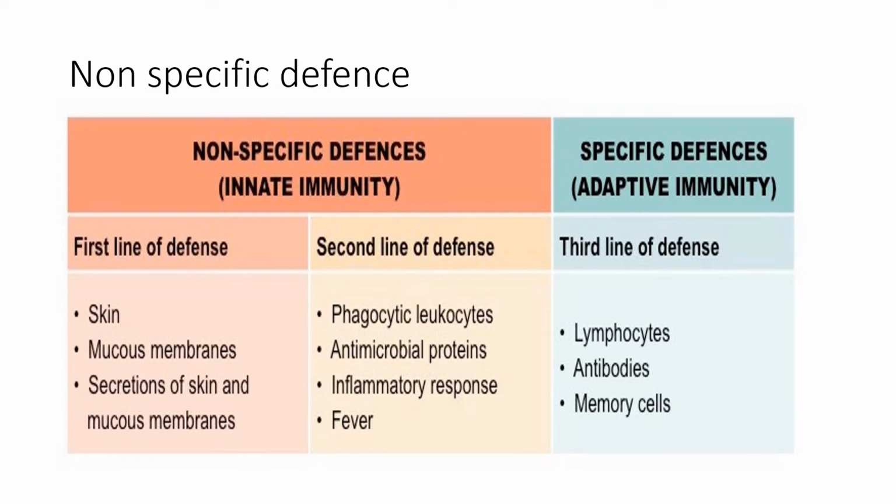So the non-specific defenses that are included in innate immunity, you can see, are the first line defense mechanism and the second line defense mechanism. In the first line defense mechanism, you can see the skin, mucous membrane, and the secretions. The second line being the phagocytic cells, antimicrobial proteins, inflammatory responses, and fever. And the third line of defense is formed by the adaptive or the acquired immunity.